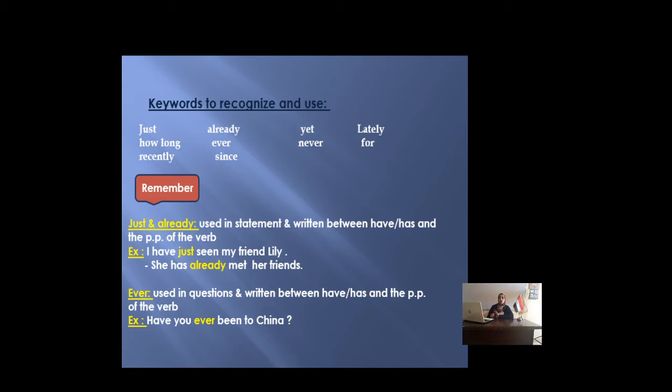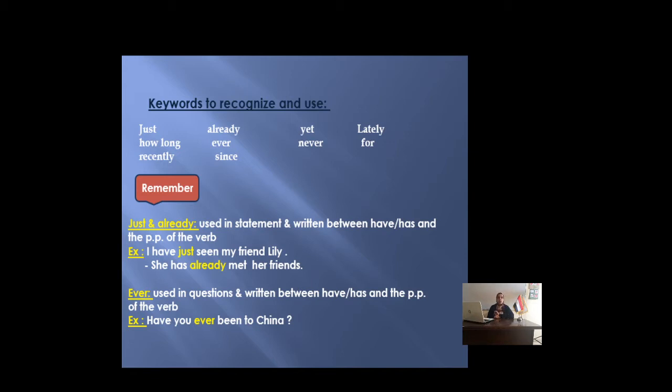Also, if you are going to use already, it means that I have done it in the past and it doesn't matter to me. So, have you done your homework yet? Yes, mom. Okay, don't worry, I've already done it. So, everything is okay. We use just and already in statements and they are written between have or has, as we said, inside the sandwich. You have has or have at the beginning, then you have just or already, then you have the verb in the PP.